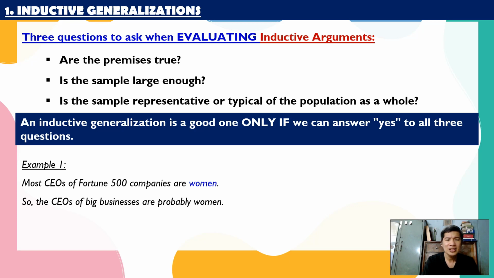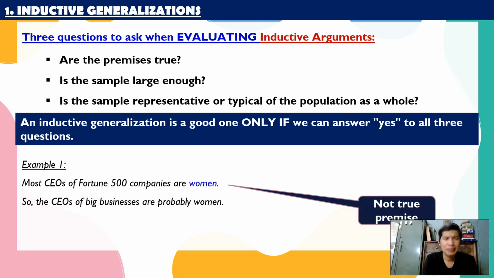Most CEOs of Fortune 500 companies are women. So the CEOs of big businesses are probably women. Sounds very logical, right? So from the Fortune 500 companies, we draw the conclusion to big businesses. Now the fact is that the premise is false. Most CEOs are not women. That's the problem. And if we base on a false premise, that's a lot of problems.